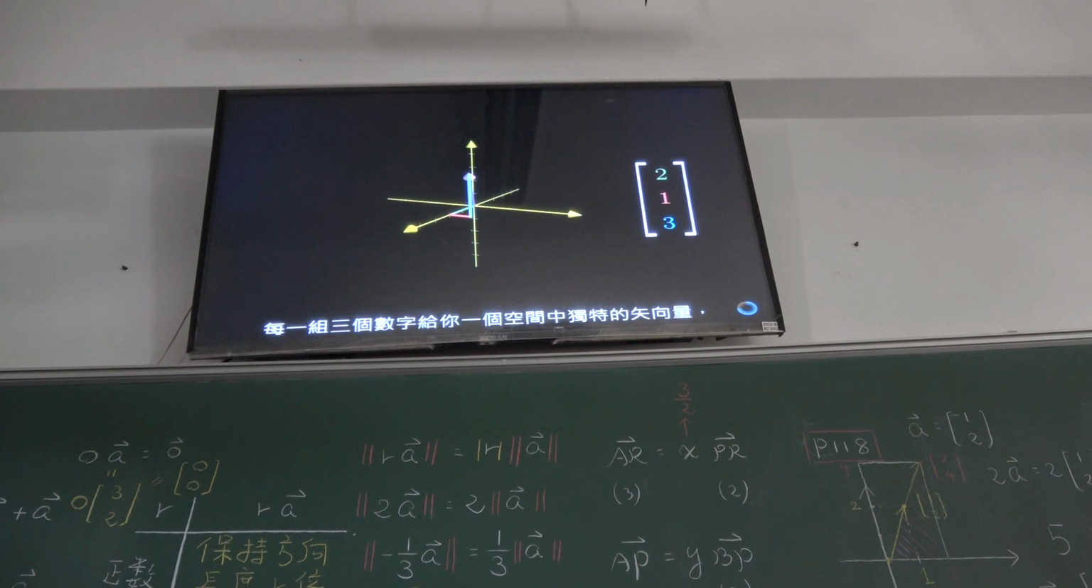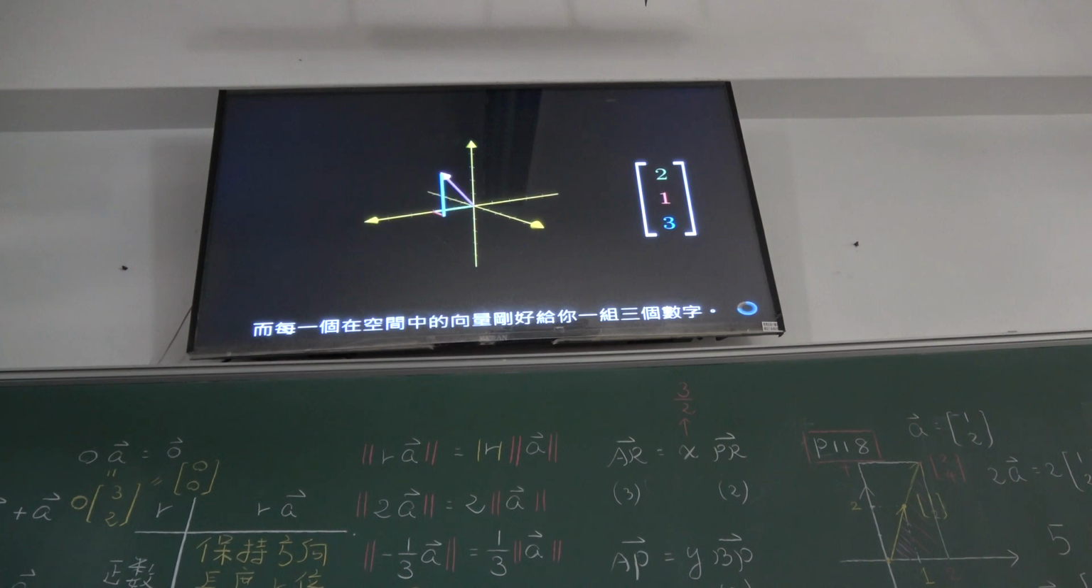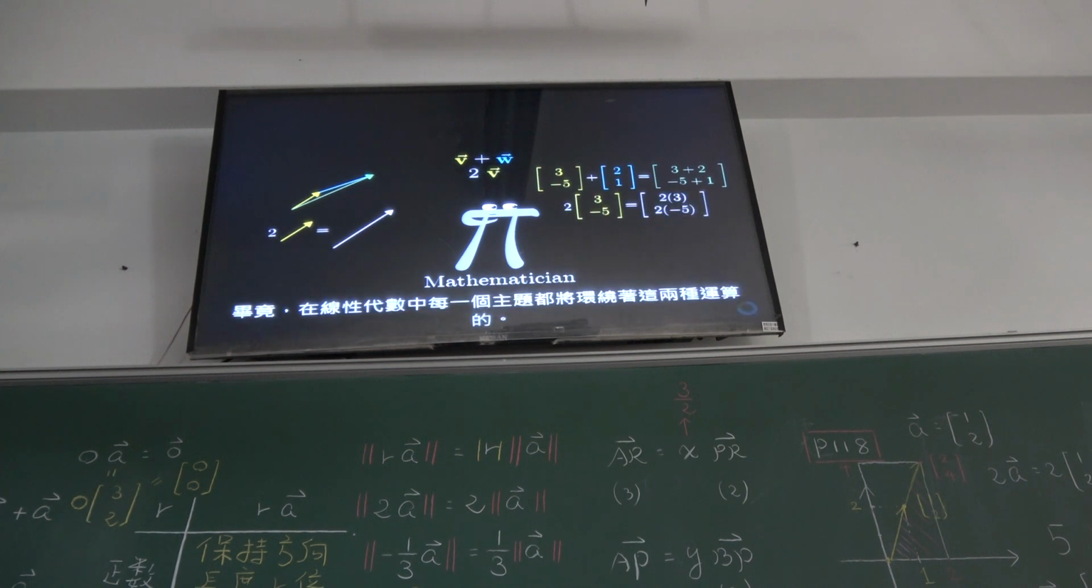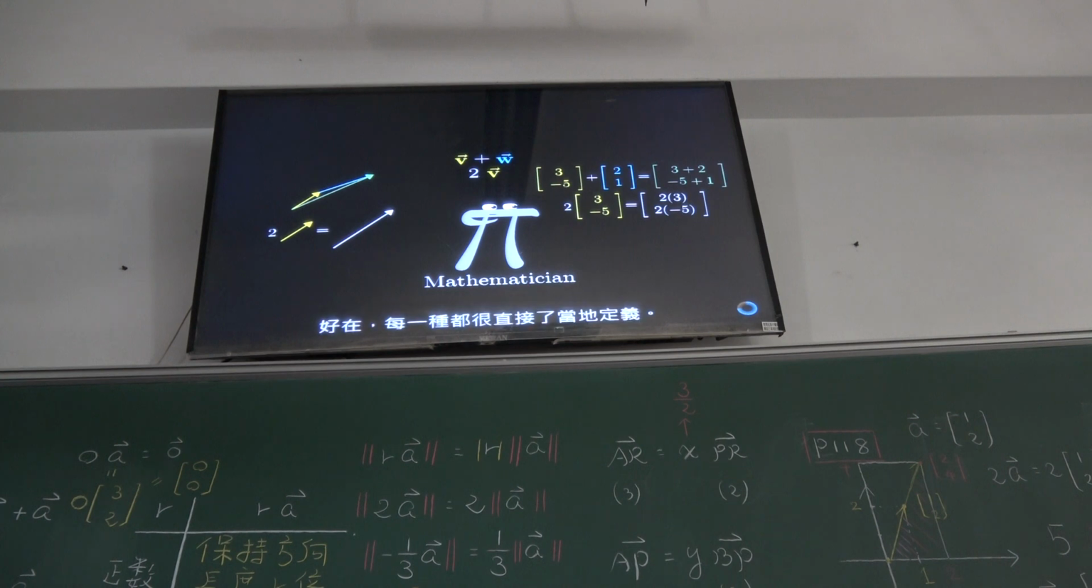Every triplet of numbers gives you one unique vector in space, and every vector in space gives you exactly one triplet of numbers. All right, so back to vector addition and multiplication by numbers. After all, every topic in linear algebra is going to center around these 2 operations. Luckily, each one's pretty straightforward to define.